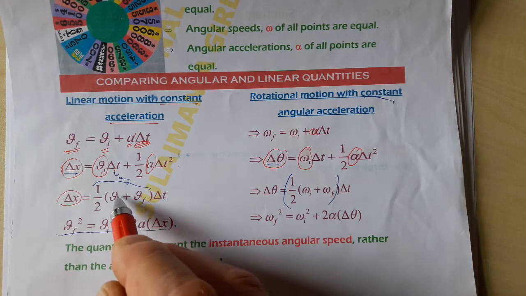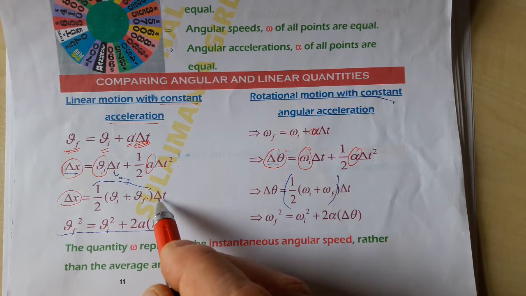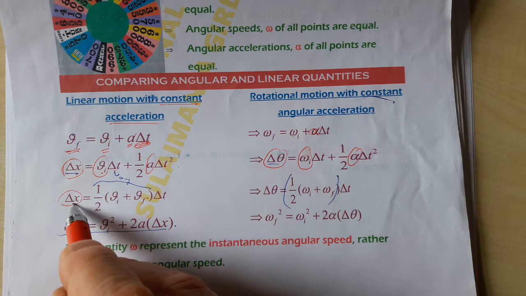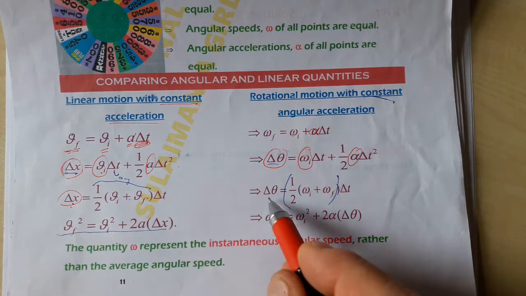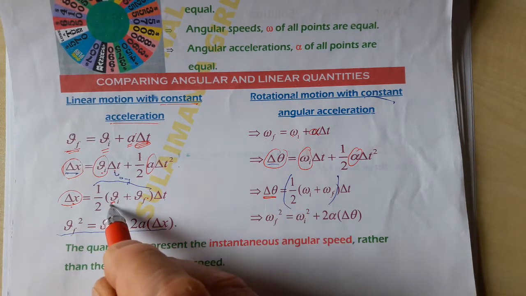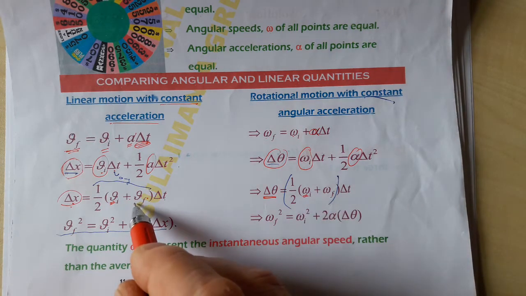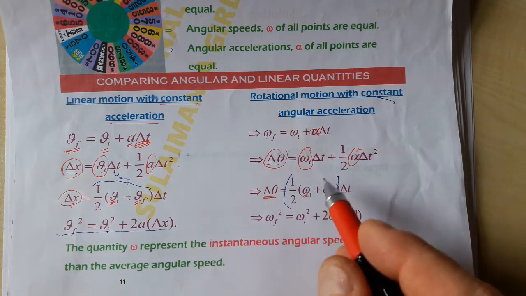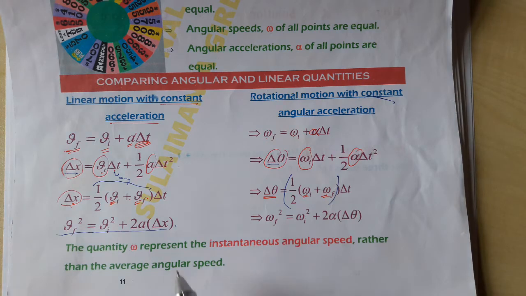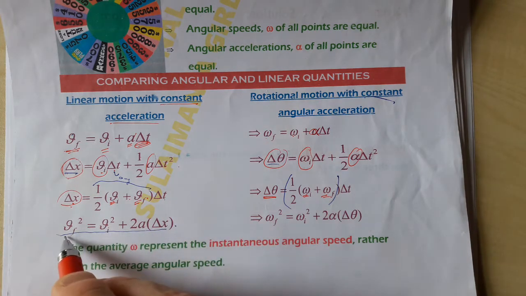Displacement is equal to 1 over 2 times initial speed plus final speed, multiplied by delta t. Linear displacement becomes angular displacement, linear initial speed becomes angular initial speed, linear final speed becomes angular final speed. So this is the third equation.